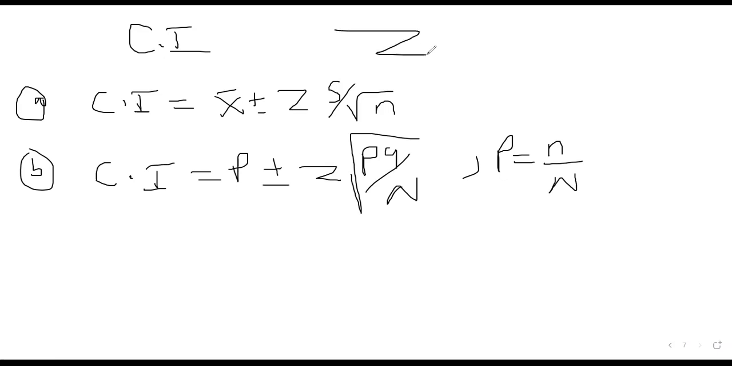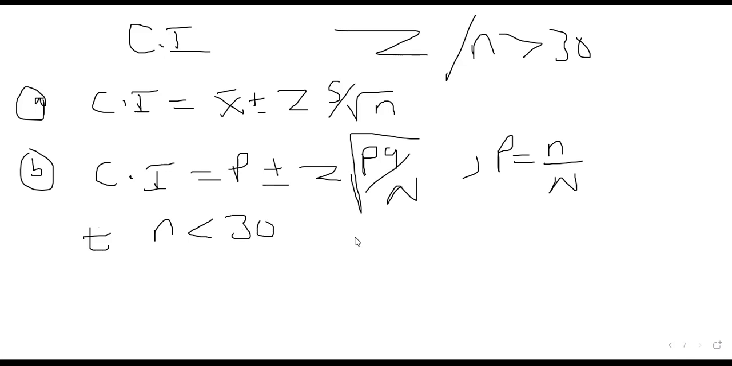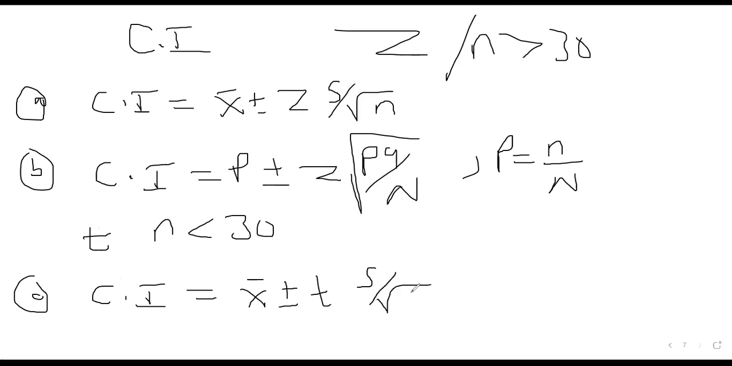All right. So Z is only used when samples are greater than 30. When samples are less than 30, we use a T. There's a table which we call the T table. So in that case, our confidence interval for samples less than 30 will be given by the same mean plus minus T standard deviation over square root of n. This is for single samples, and estimation is always under two-tailed.